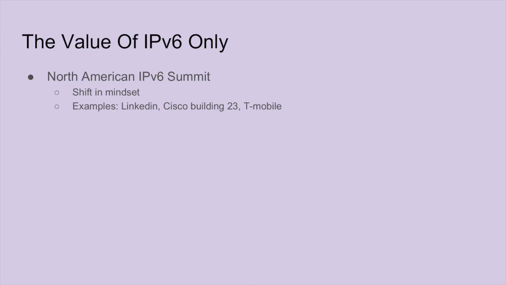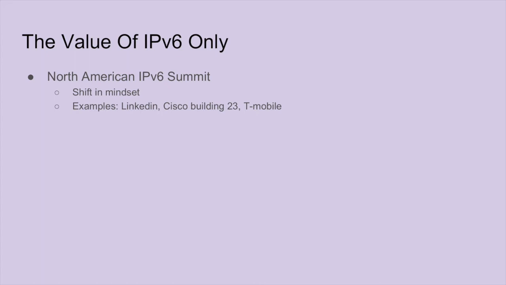Well, guess what? The shift in mindset for this year was, how do we do V6 only? What are the actual implementations that we have that are working today? Well, we saw several, and a lot of these videos are public. You can go see them. Some of them are very entertaining, really good. But we saw T-Mobile going V6 only if you were on iOS 10.3, whether you realized it or not.